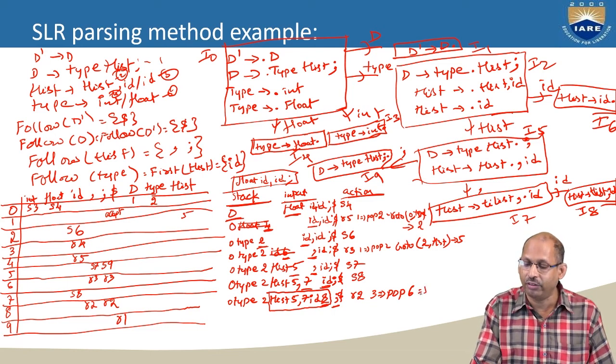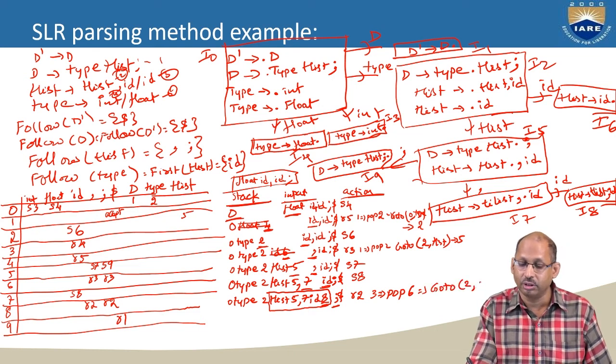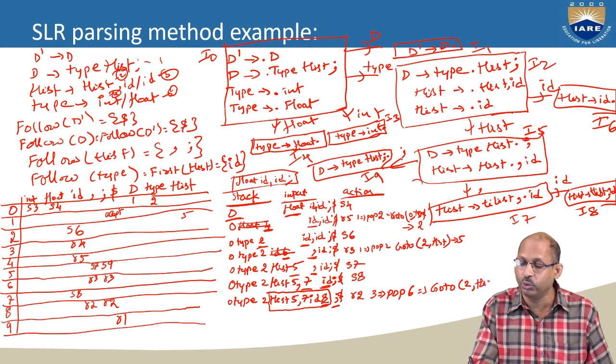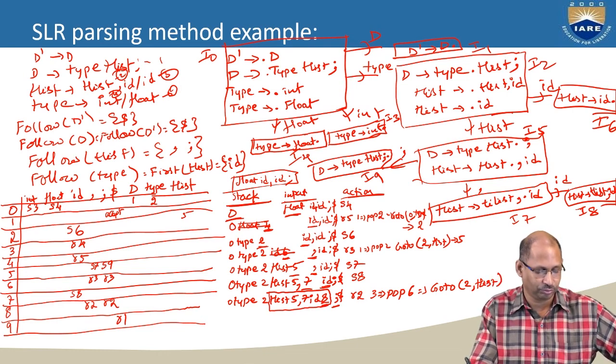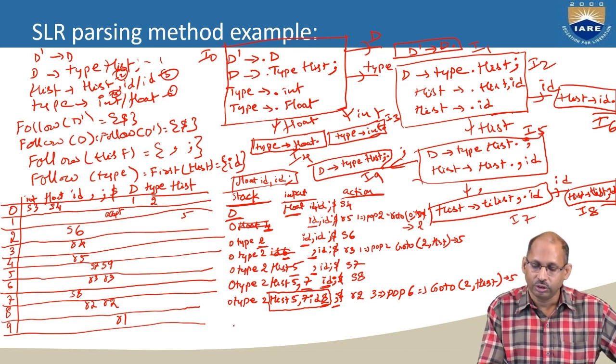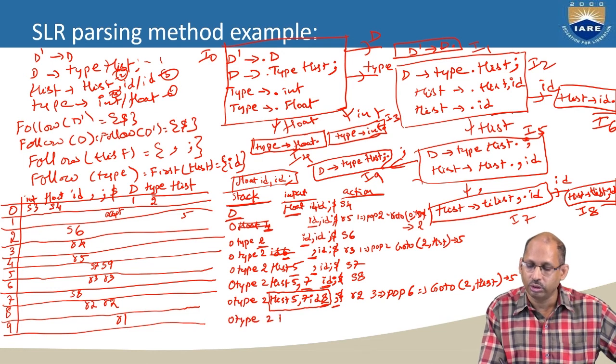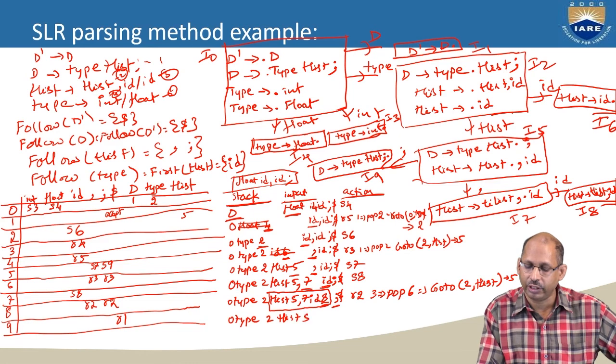So what do we have next? Goto of 2 and, what is the production we have? T list. 2 and T list is 5. Right? So 0, type, 2, T list and 5. Comma dollar sign.